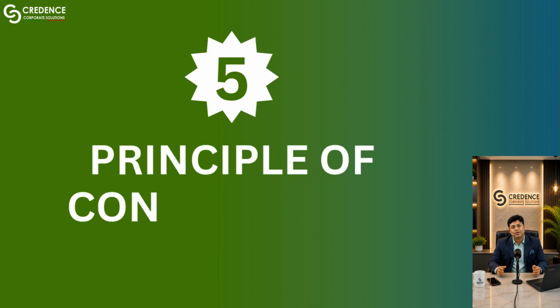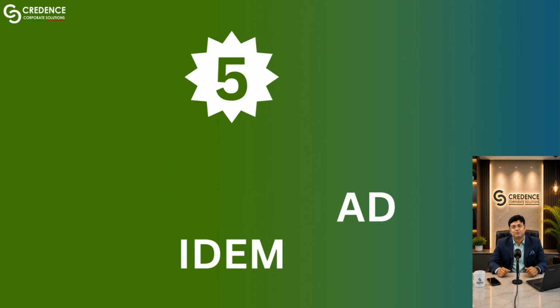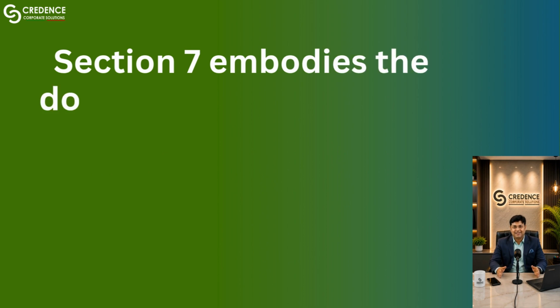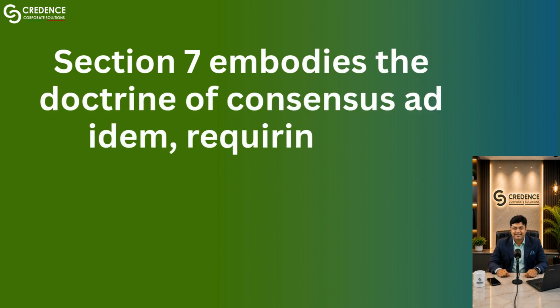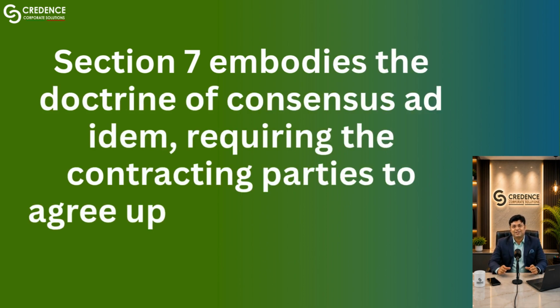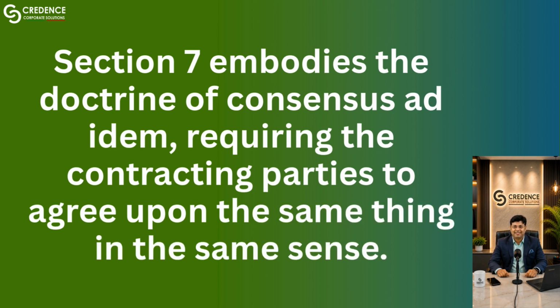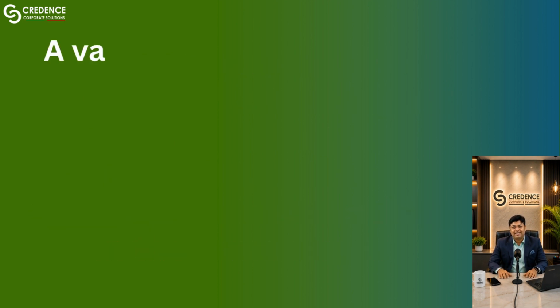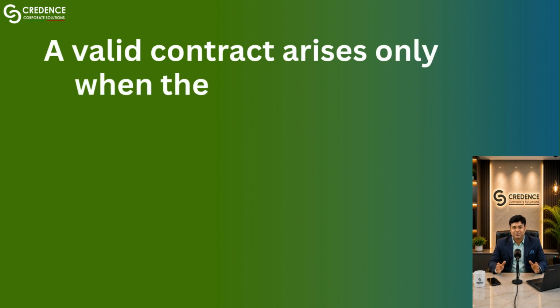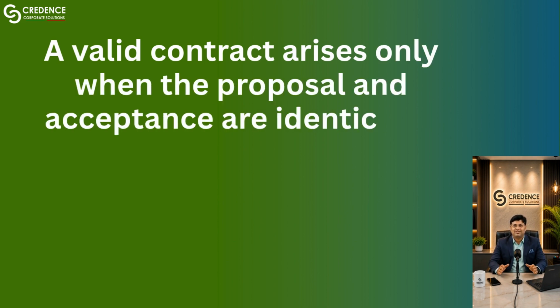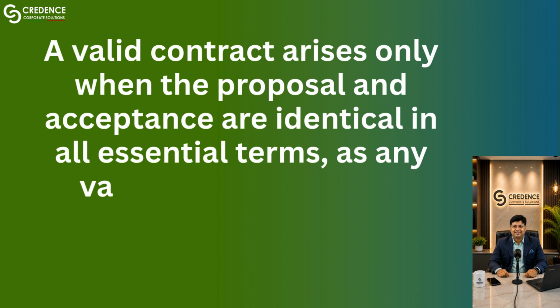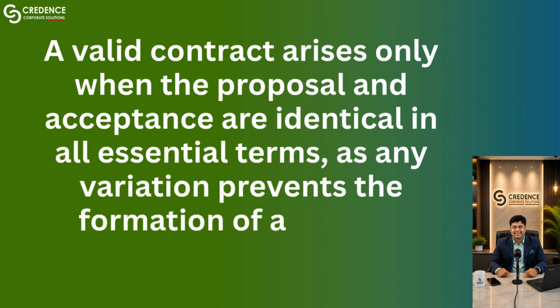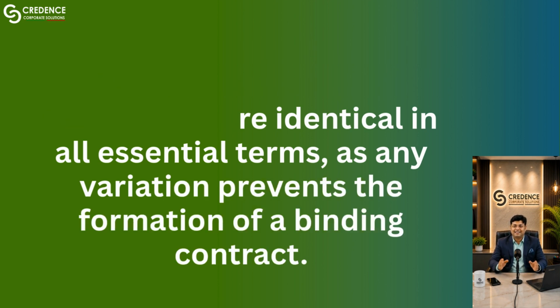5. Principle of consensus ad idem. Section 7 embodies the doctrine of consensus ad idem, requiring the contracting parties to agree upon the same thing in the same sense. A valid contract arises only when the proposal and acceptance are identical in all essential terms, as any variation prevents the formation of a binding contract.